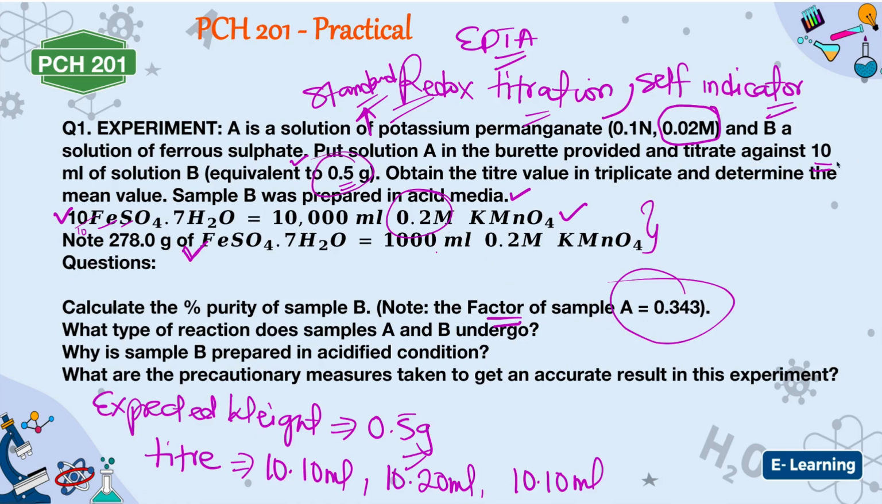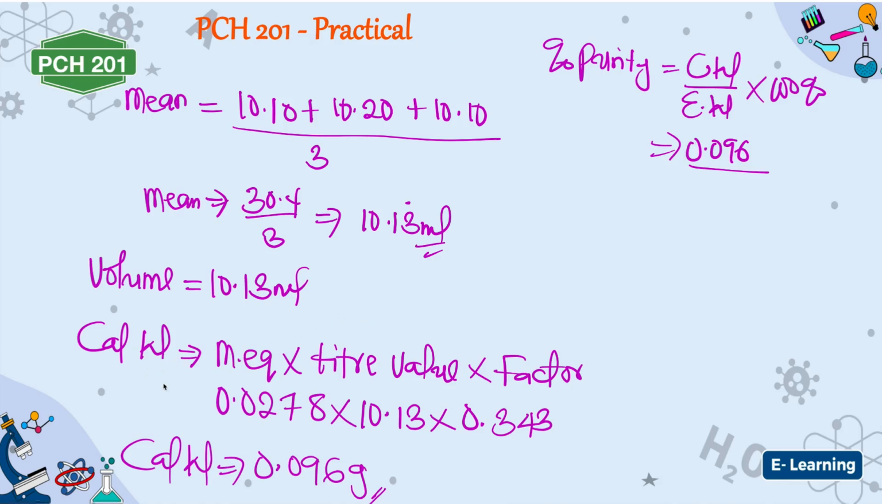See it here. They say put solution A in the burette provided and titrate against 10 ml of solution B. What is solution B? Solution B is ferrous sulfate. They give you 10 ml. The 10 ml is 0.5 gram. But what we calculated for ferrous sulfate from here, calculated weight, is 0.09. So the expected weight we were supposed to get is 0.5, but we get only 0.096. It means there is a lot of impurity, because you were supposed to get 0.5, but you got 0.09.